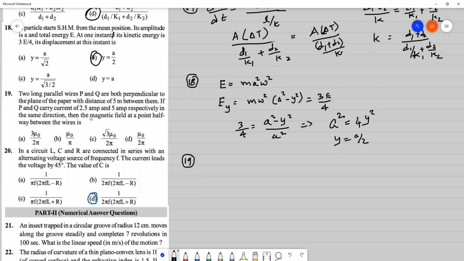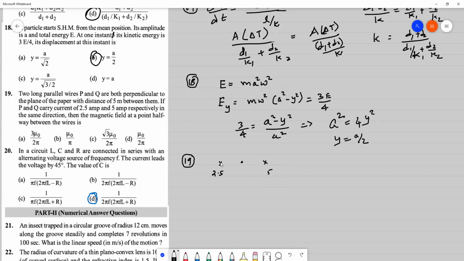Two long parallel wires P and Q are both perpendicular to the plane of the paper. I'll consider that the current is flowing into the paper, perpendicular to the plane of the paper, with a distance of 5 meters between them. This one carries a current of 2.5 ampere and this carries a current of 5 ampere in the same direction. Then what is the magnetic field at the halfway point?